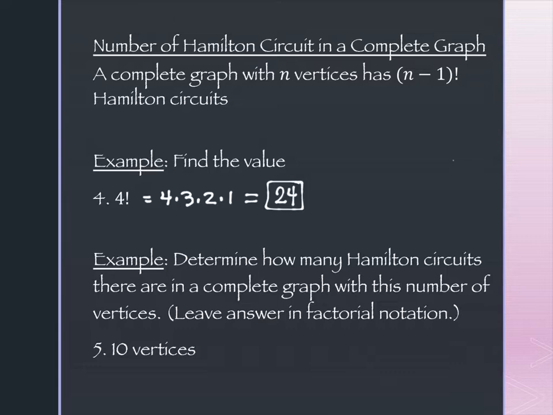All right, so this example, the one on the screen right here, is asking us to find how many Hamilton circuits there would be in a complete graph with 10 vertices. But it says we get to leave it in factorial notation, so that's nice. We don't even have to finish it out. So if there's 10 vertices, how many Hamilton circuits do I have? 9 factorial. It's just one less.